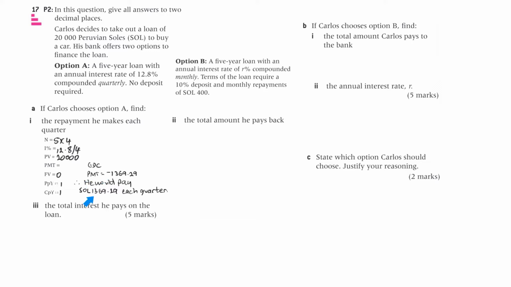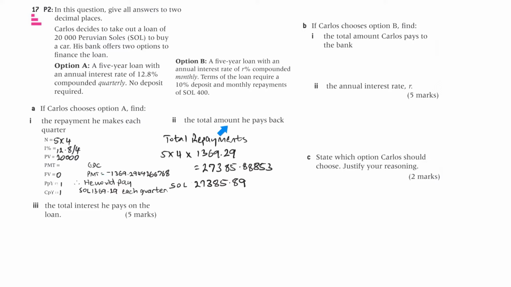Therefore, he would pay 1,369.29 sols each quarter. And remember, because that payment is a negative number, he gives the money away. He doesn't receive the money. If that's negative, he gives it to someone.